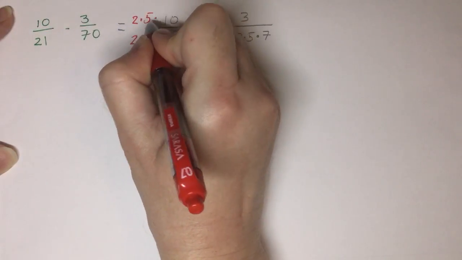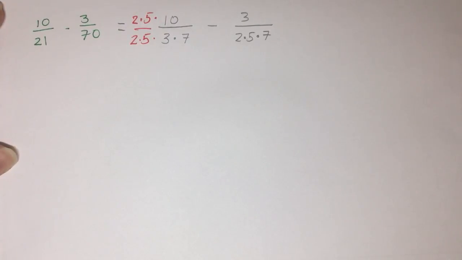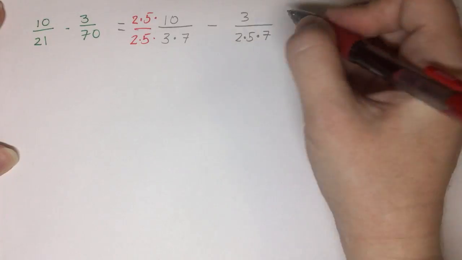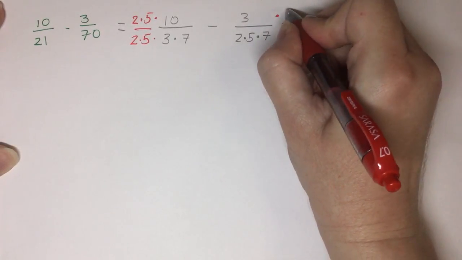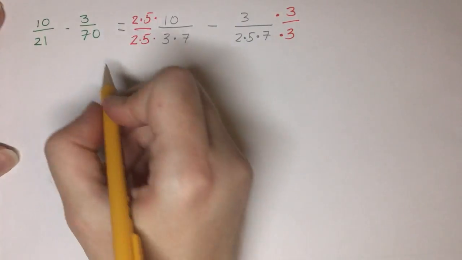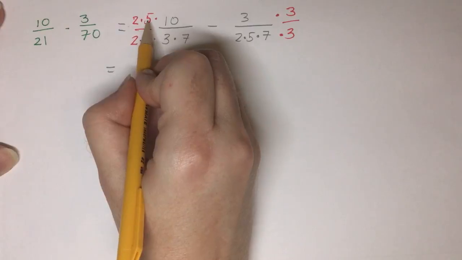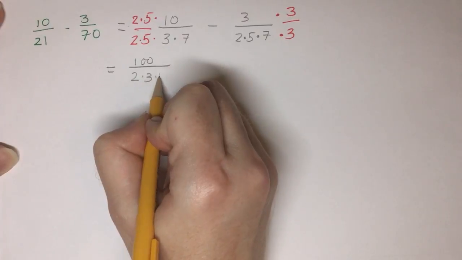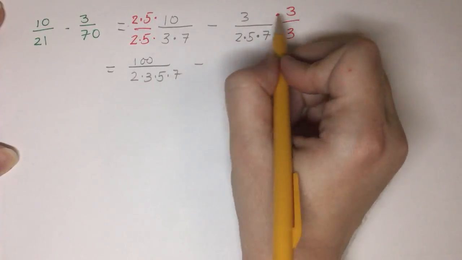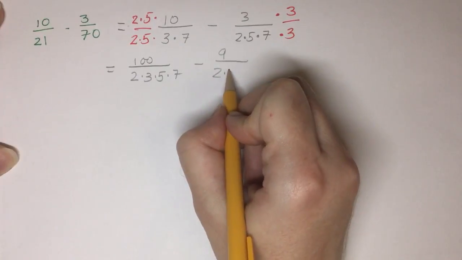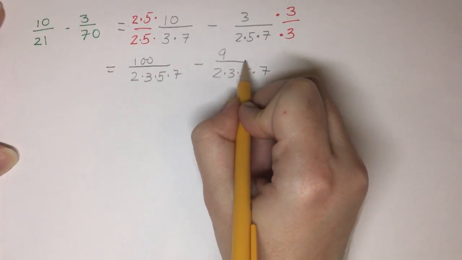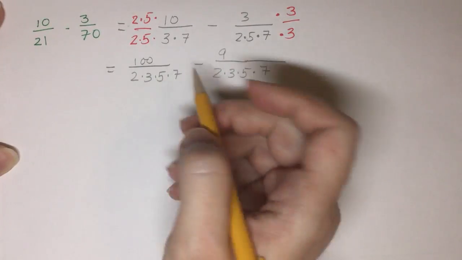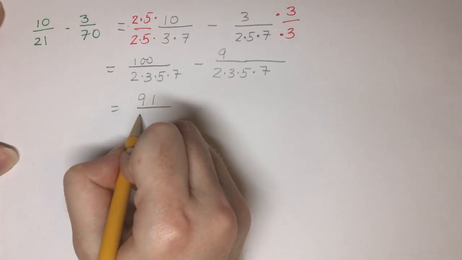What I do to the denominator, I have to do to the numerator so that I can multiply by 1 and not actually change my fraction. 2, 5, 7, I'm missing a 3. Put the 3 in the denominator, put the 3 in the numerator. 2 times 5 is 10, 10 times 10, 100. 100 what? 100 apples. 2, 3, 5, 7. Minus 3 times 3, 9, over 2, 3, 5, 7. I've got the same denominator. I've got 100 apples minus 9 apples. I have 91 apples.